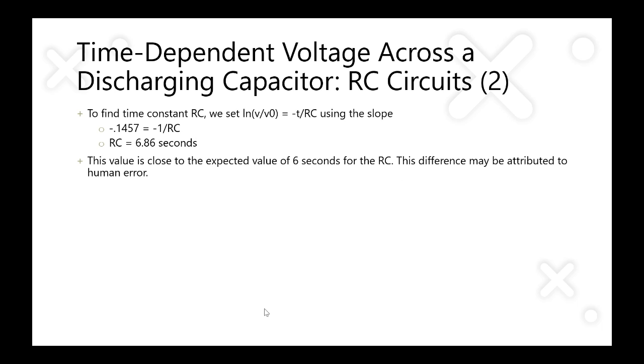To find time constant RC, we set the natural log of voltage divided by the initial voltage difference equal to negative T over RC using the slope found earlier in the graph. The slope was negative 0.1457, and we set that equal to negative 1 over RC and found that RC was equal to 6.86 seconds. This value is close to the expected value of 6 seconds for the RC. This difference may be attributed to human error.